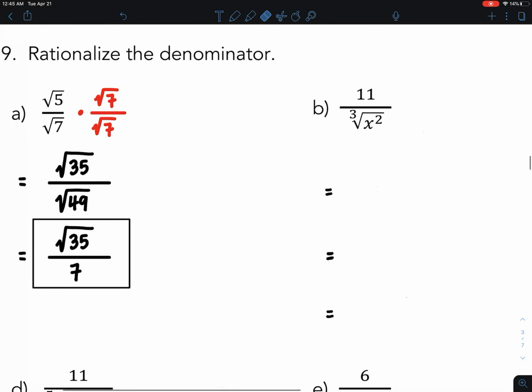Next up in part B, we have to multiply by a certain fraction. And this fraction is going to consist of a cube root, because clearly for the denominator we have a cube root. But you have to be strategic about this. If you write that this is cube root of x squared over cube root of x squared, you're going to get the whole thing incorrect. You're going to get no points for that.